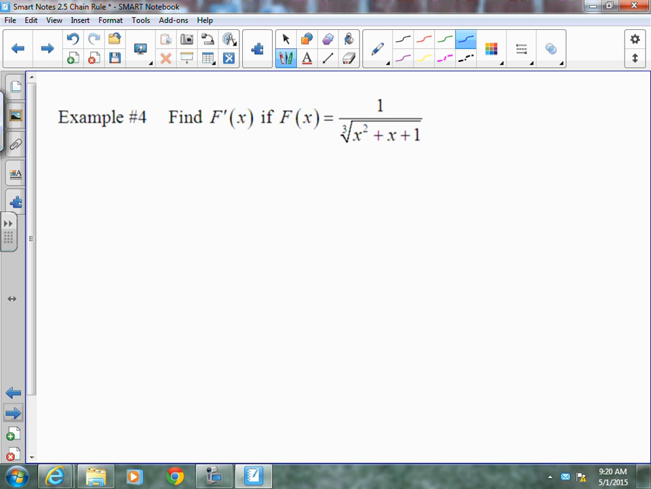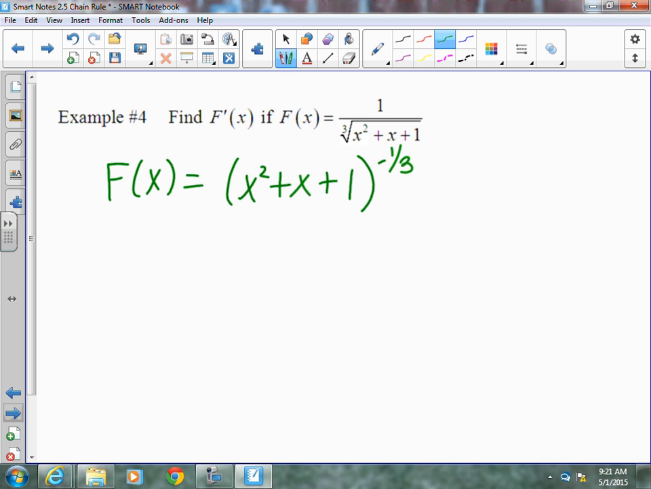Next one is a little bit tricky, not terrible if you rewrite it. So if I rewrite this function as f of x equals x squared plus x plus 1 to the negative 1/3, cube root is the 1/3 power, move it to the numerator, it becomes negative. Now I can handle it just like I did.